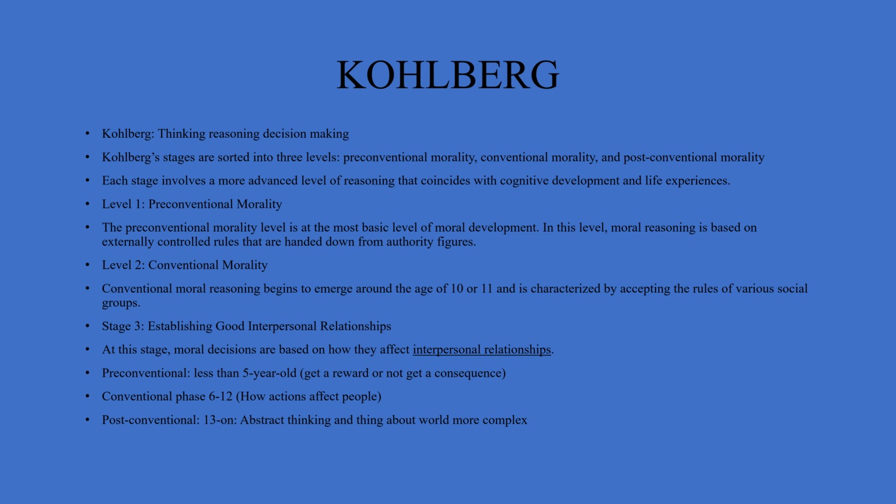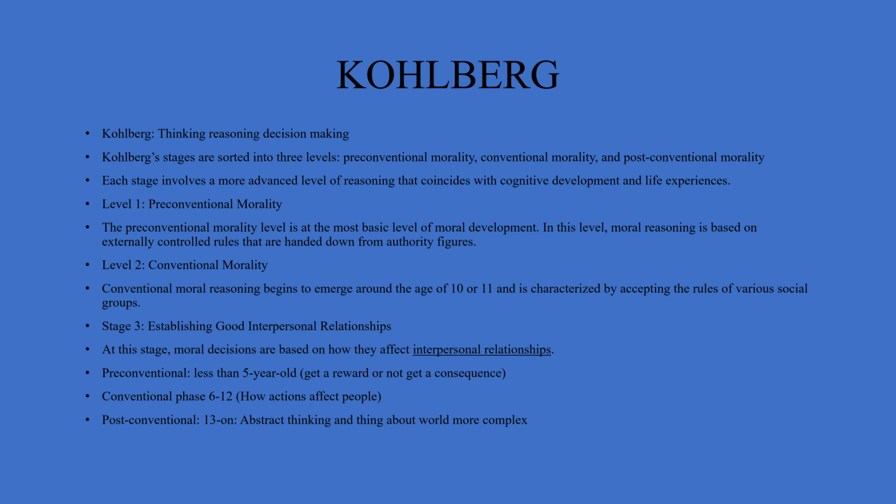Level 2, conventional morality. This begins to emerge around the age of 10 or 11. They're accepting of rules in various social groups. And then stage 3 or level 3, this is establishing good interpersonal relationships. So moral decisions are based on how they affect these interpersonal relationships. So think about teenagers, right? They're all into interpersonal relationships and getting along with everyone and starting to learn some adult coping skills, coping mechanisms, seeing how social groups interact.